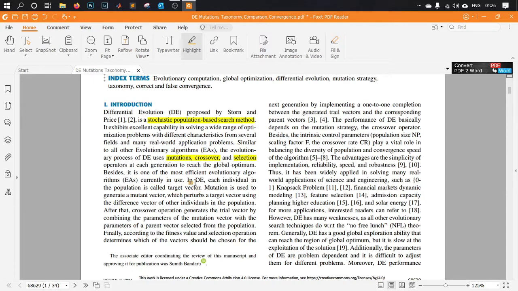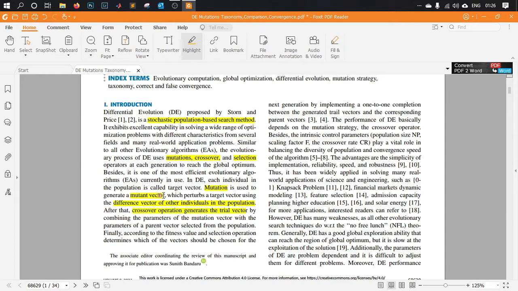So let's talk about the first factor, mutation. Mutation is used to generate a mutant vector which perturbs the target vector using the difference vector of the other individuals in the population. So here first they take a population and then they calculate a difference vector of each of the members in the population, and that way they create a mutant vector.